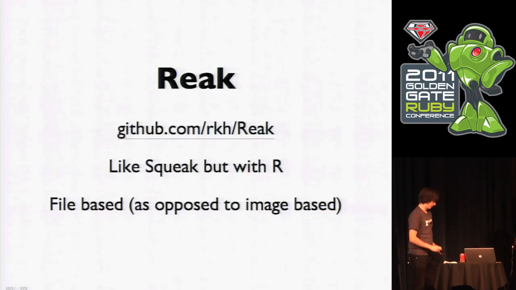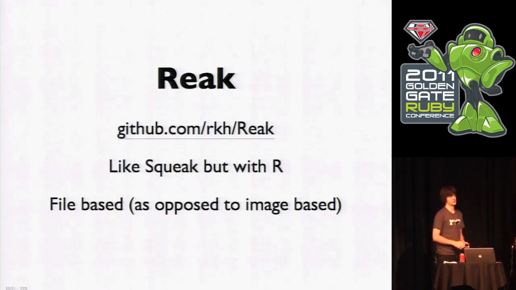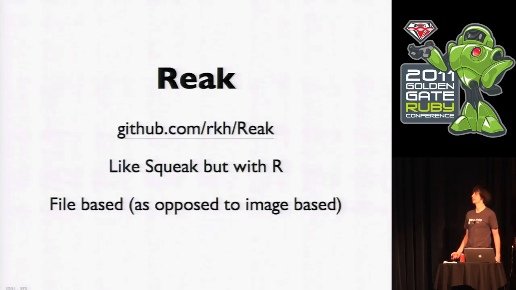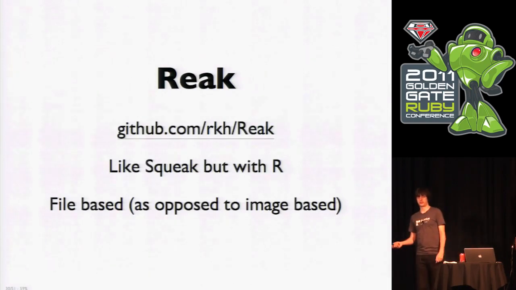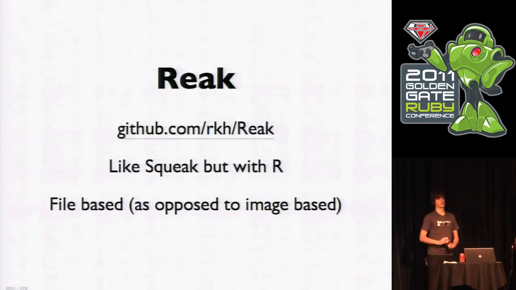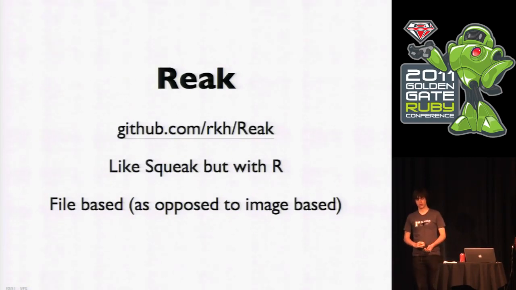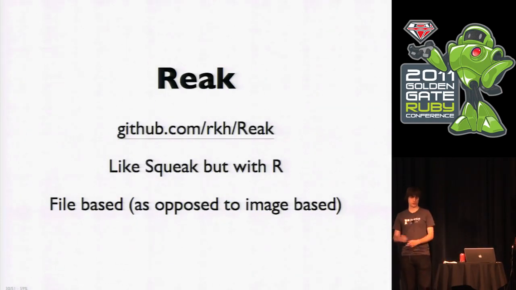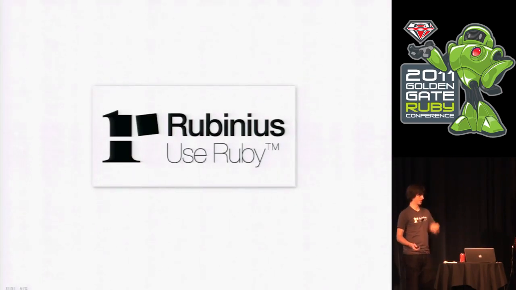So, I started working on this implementation of Smalltalk on Rubinius. I call it Reak. The code is on GitHub. The name is like Squeak, which is a common Smalltalk implementation, but with an R. And the biggest difference is it's file-based, whereas all the other Smalltalk implementations are image-based. If you read up on Smalltalk, you'll find out what that is. This is really not what my talk is about. And it's running on Rubinius. Everyone loves Rubinius, right?